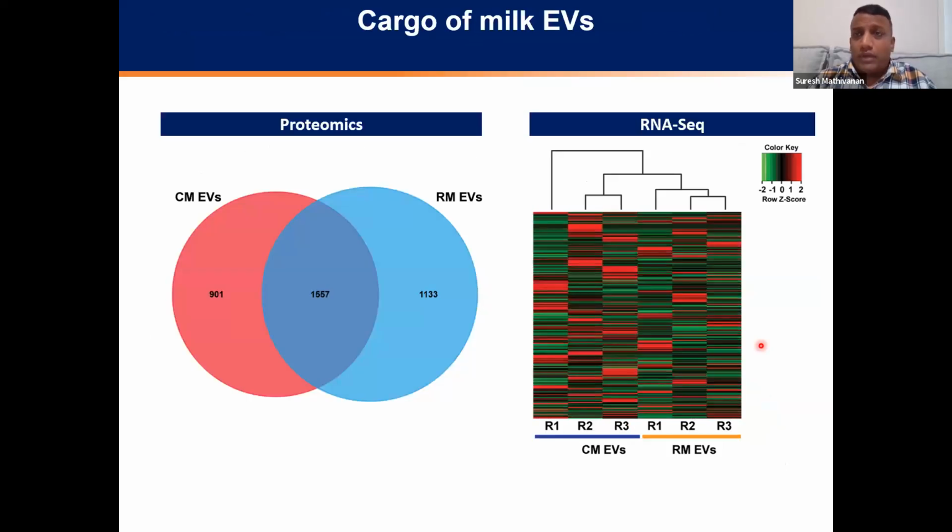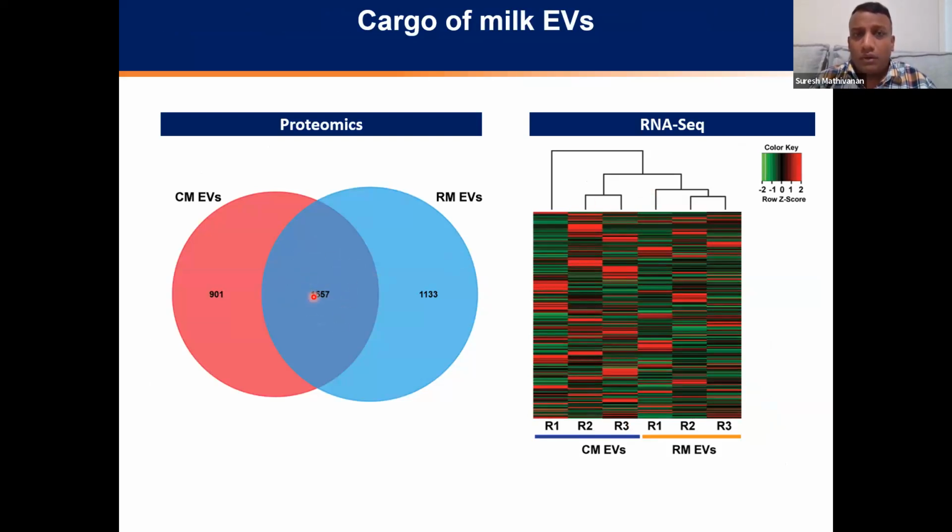So next, we asked the question, what is the cargo of these EVs? Does it change, again, based on the processing parameters? Again, there are a lot of variables here, but to cut the long story short, what we found was there is indeed a difference in the protein and the RNA cargo of the raw milk and commercial milk EVs.